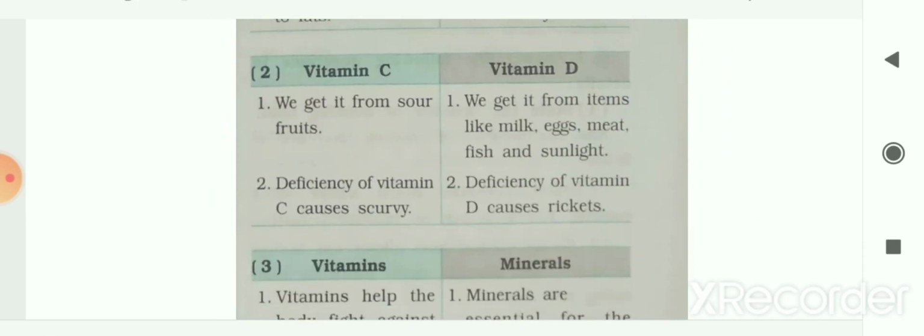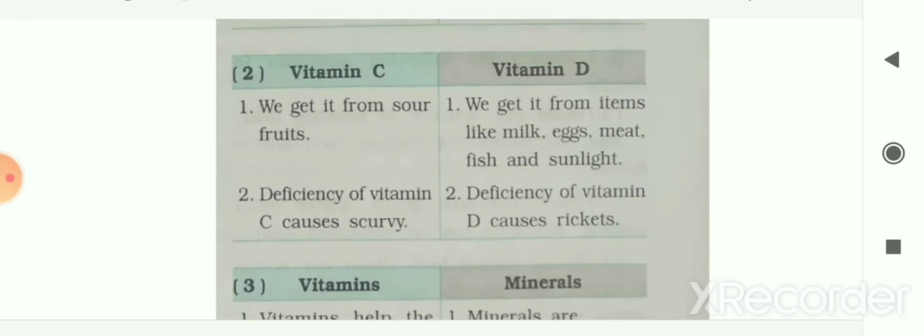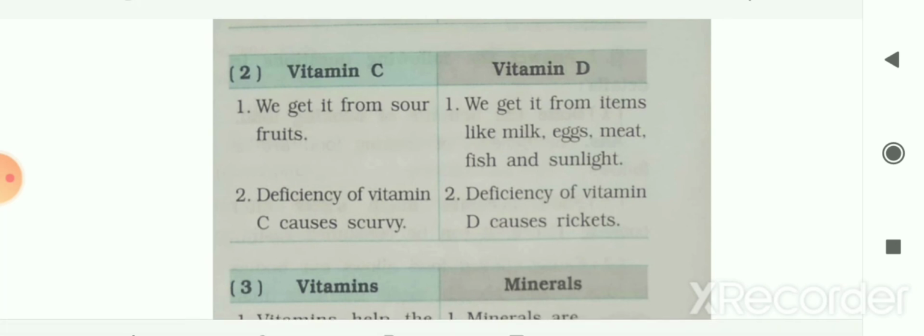Now the next difference, that is between vitamin C and vitamin D. So first, vitamin C, we get it from sour fruits, whereas vitamin D, we get it from items like milk, eggs, meat, fish and sunlight. Deficiency of vitamin C causes the disease called scurvy, whereas deficiency of vitamin D causes rickets. So this is the difference between vitamin C and vitamin D.